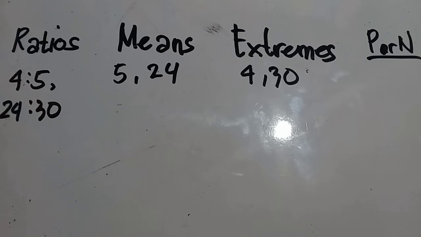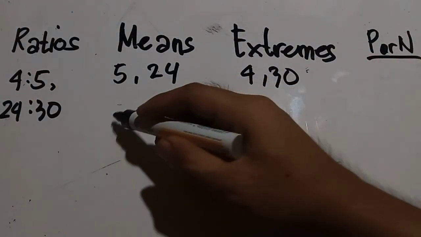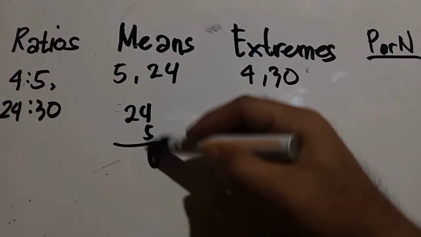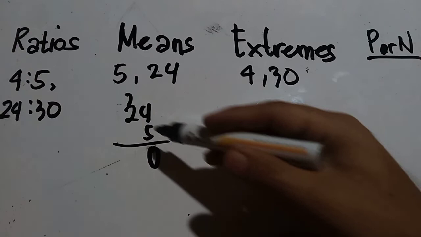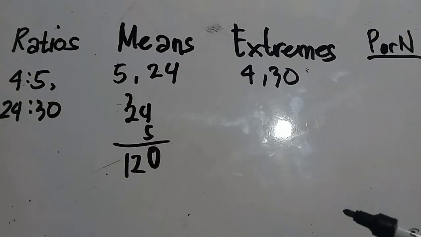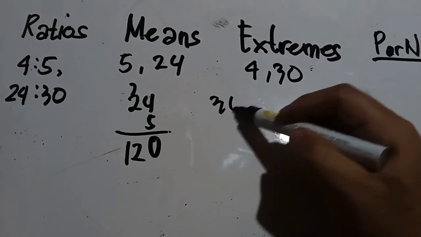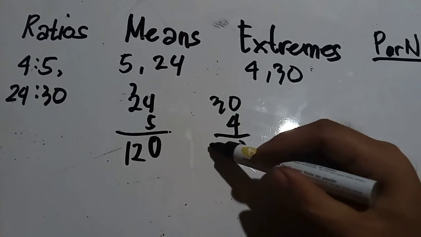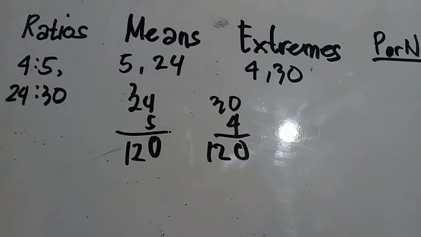So para mas malaman natin kung ang ating dalawang ratios are proportion, i-check natin kung ang ating ratios are equal. Okay, let's start with our means. So we have 24 times 5. 5 times 4, that is 20. 5 times 2, that is 10. Plus 2, we have 120. How about our extremes? 30 times 4. 4 times 0, 0. 4 times 3, that is 12. Is it equal? Alright. So, ang ating dalawang ratios are equal.